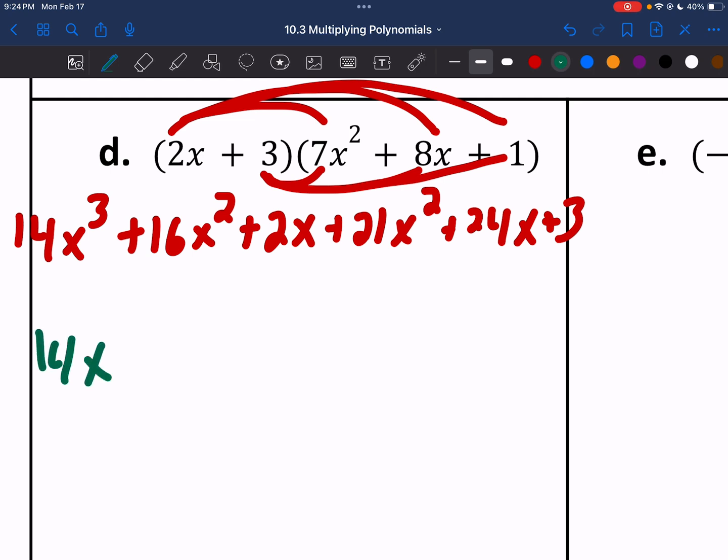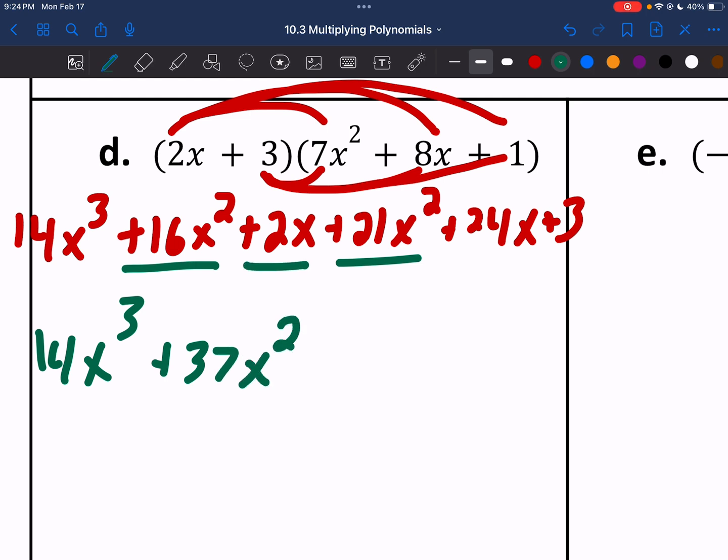No like terms for 14x cubed, but 16x squared and 21x squared are going to add together to give me 37x squared. 2x plus 24x is plus 26x and plus 3.